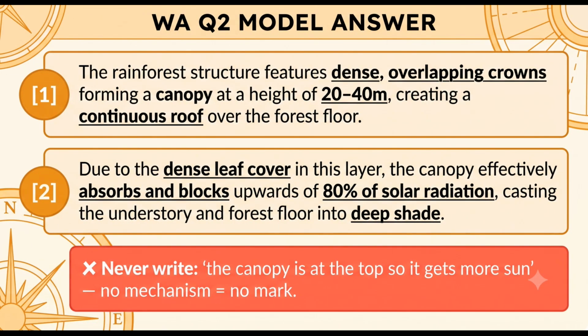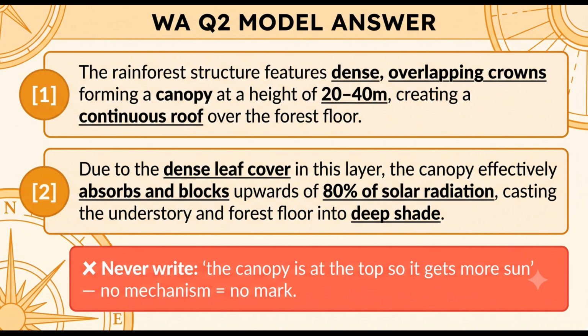WA Question 2, model answer. Explain why the canopy intercepts most of the sunlight in a tropical rainforest. 2 marks, 2 sentences. Mark 1. The canopy is formed by the dense, overlapping crowns of the tallest trees at 20 to 40 meters, which together create a continuous roof of leaves and branches across the entire forest.